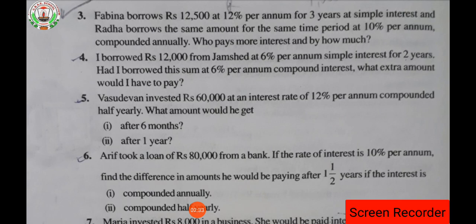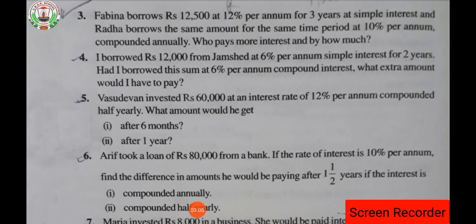Now question number 4 says: I borrowed rupees 12,000 from Jamshed at 6% per annum simple interest for 2 years. That means I am going to take some amount from Jamshed, that amount is 12,000 rupees, which comes under the principal. Jamshed is going to give me money, so some interest I have to pay for that, isn't it?